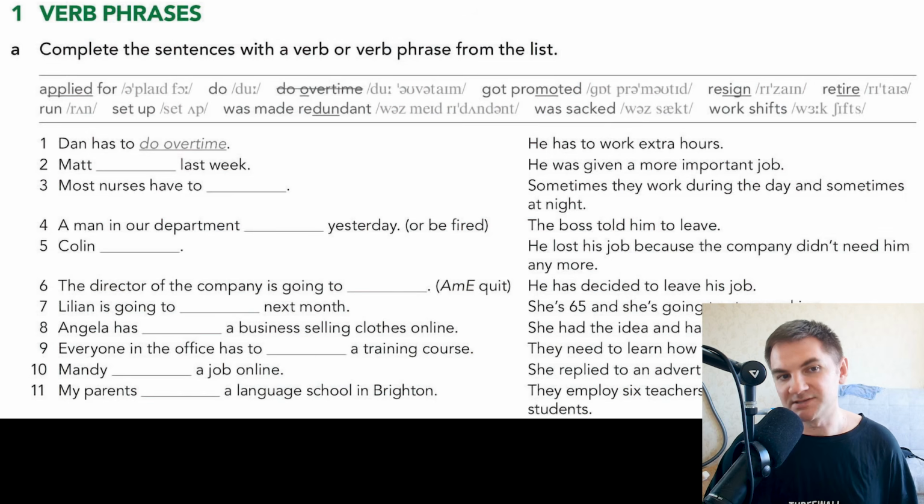In this activity, you're going to learn common verb phrases about work and jobs. Look at the list of verbs on your screen. You see words like applied for, got promoted, resign, retire, and was sacked, and so on. Some of these might be new for you. Now look at sentences 1 to 11. Your task is to complete each blank with the correct verb from the list.